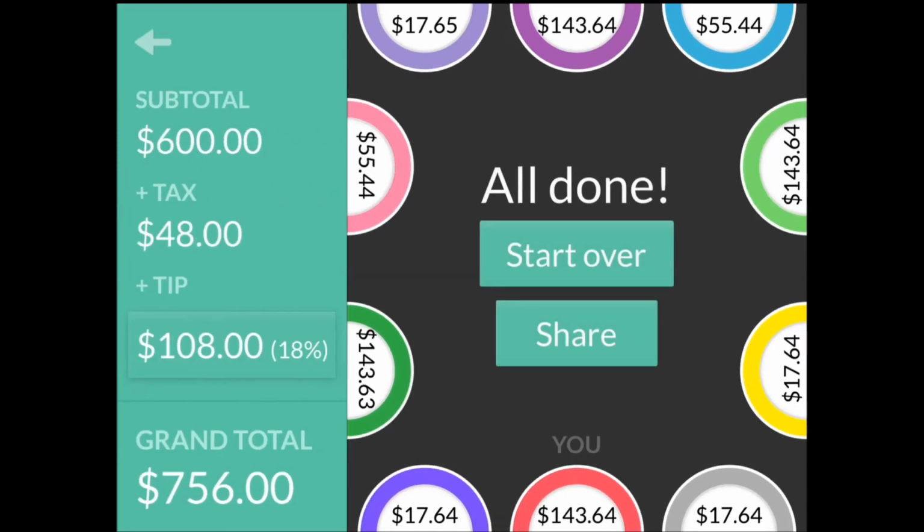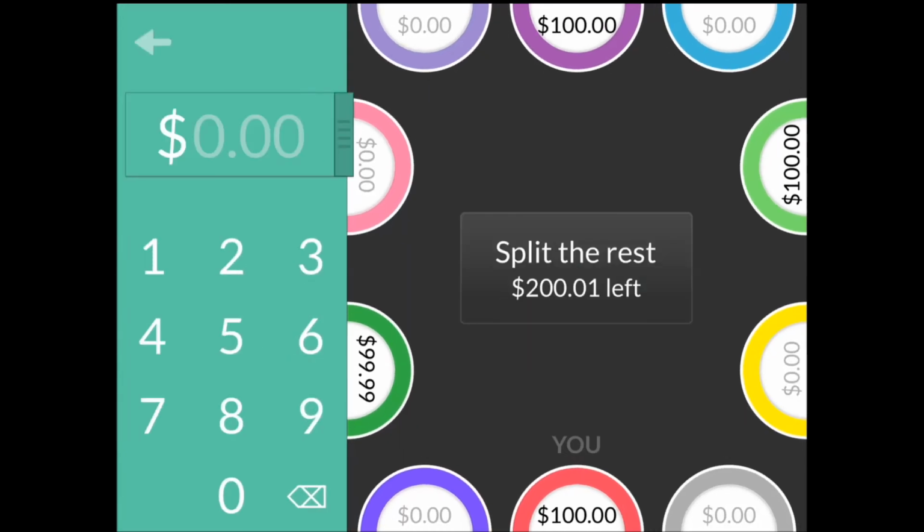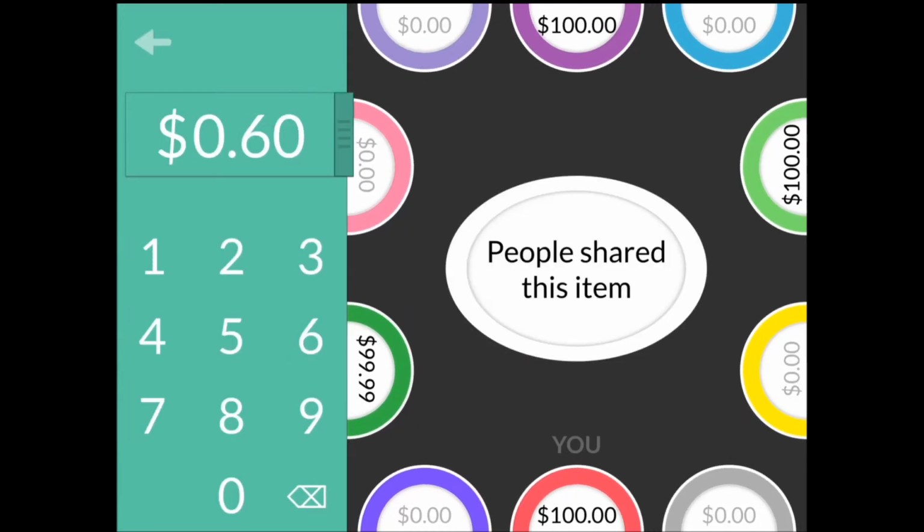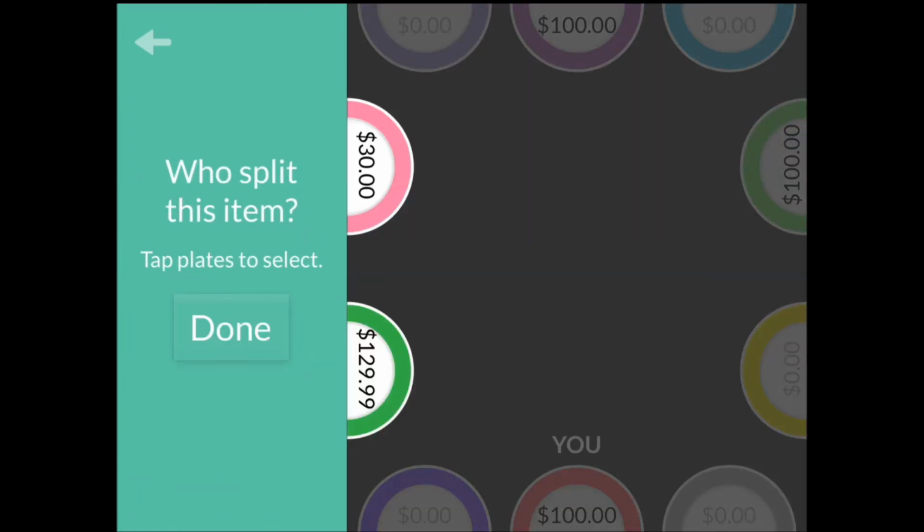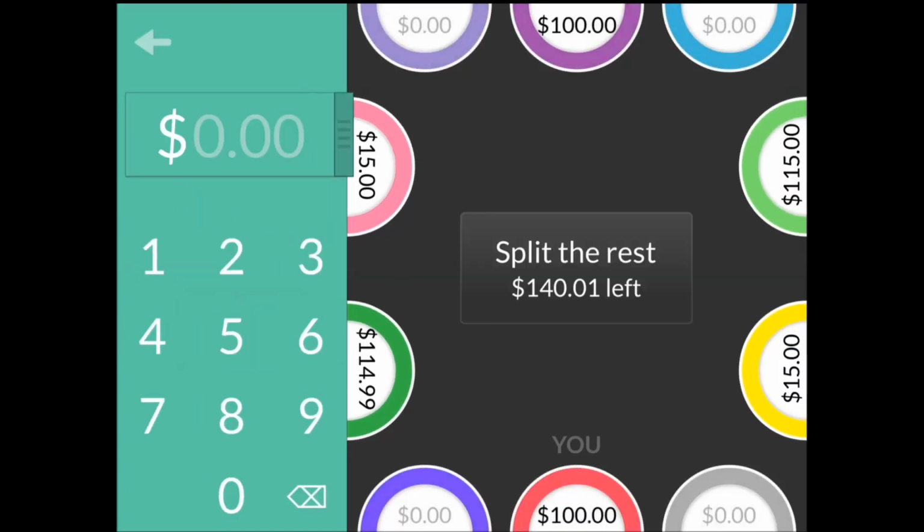And let's just do one more. You see, it also shows you the tip. Add that too. There we go. So very simple, decent user interface, fast, gets the job done.